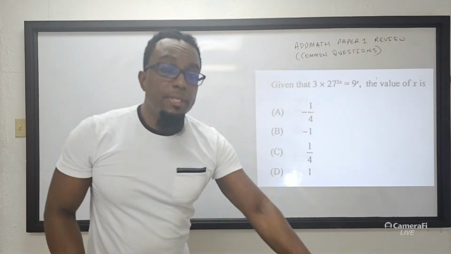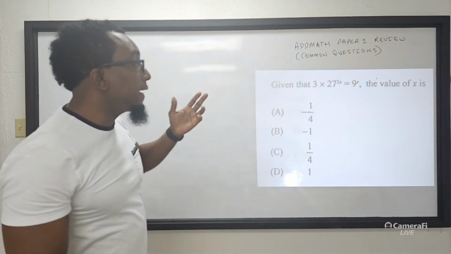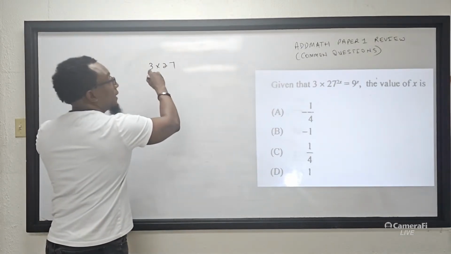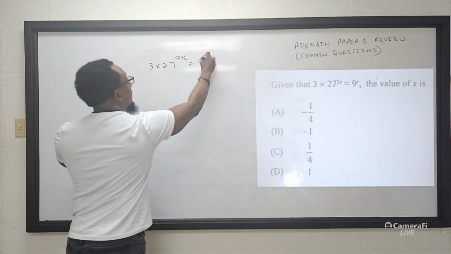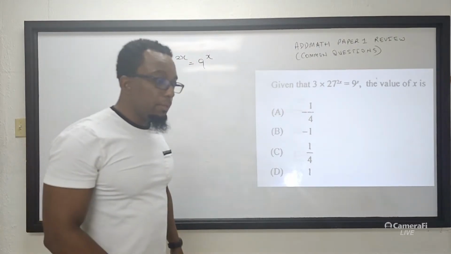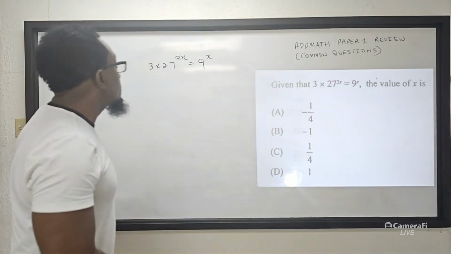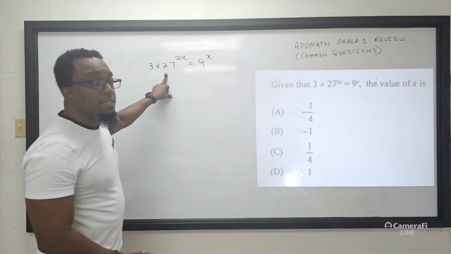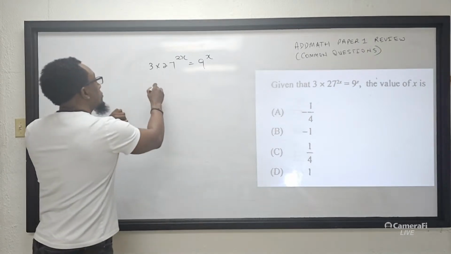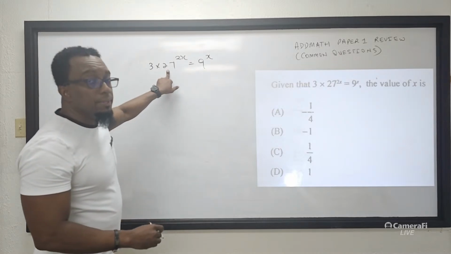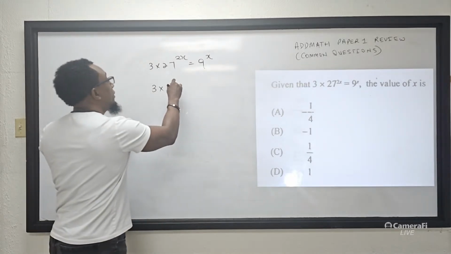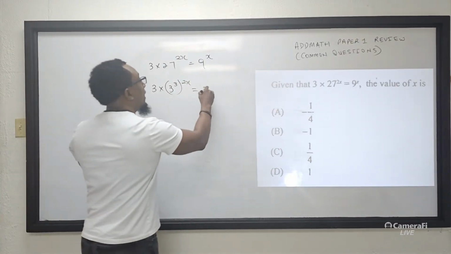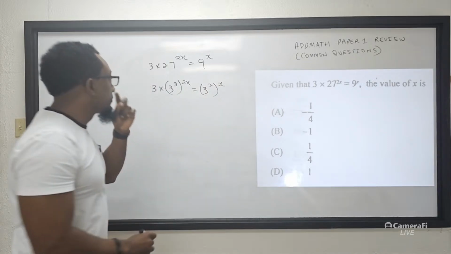Right, so indices, and again, solving equations in index form. This is an equation in index form and we have to find x. So we have 3 times 27 to the power of 2x is equal to 9 to the power of x. So this is an equation, but an equation in what? In index form. So how are we going to solve that? What we need to do is to ensure all quantities are to the same base. So this is 3 times 27, I can convert to a base of 3. 27 is the same as 3 cubed, all to the power of 2x. 9 is the same as 3 squared, all to the power of x.